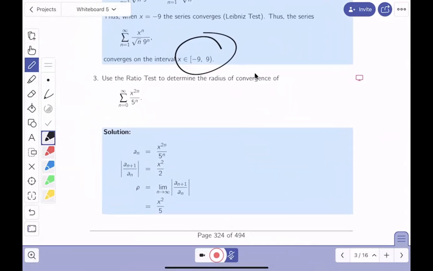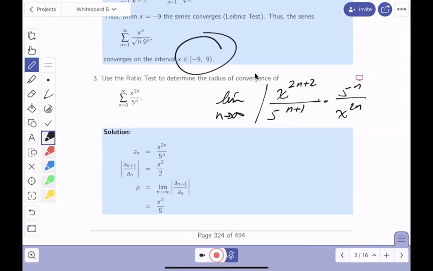I actually prefer the radius over the interval because it's easier. Let's write this down. Limit n goes to infinity. It's going to be x to the 2n plus 2, well, 2 times n plus 1 is 2n plus 2, over 5 to the n plus 1. That's a sub n plus 1, and I'm going to divide by a sub n, which is multiplied by its reciprocal, 5 to the n over x to the 2n. This should be less than 1.